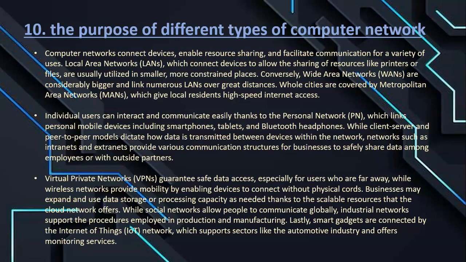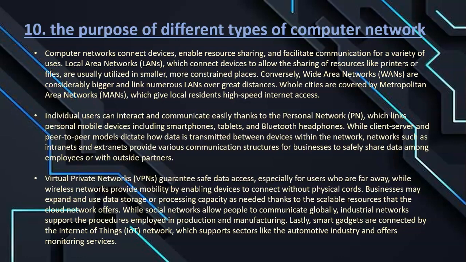Networks such as intranet and extranet provide various communication structures for businesses to safely share data among employees or with outside partners. Virtual private networks (VPNs) guarantee safe data access, especially for users who are far away, while wireless networks provide mobility by enabling devices to connect without physical cords.